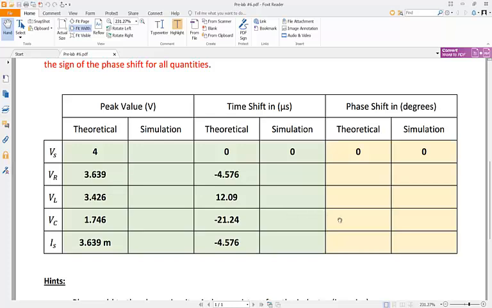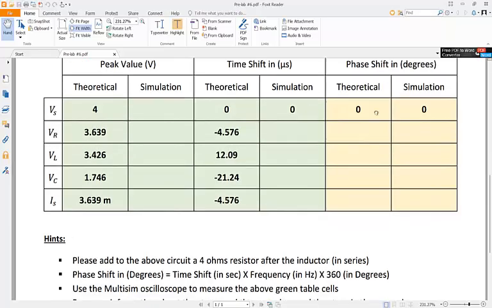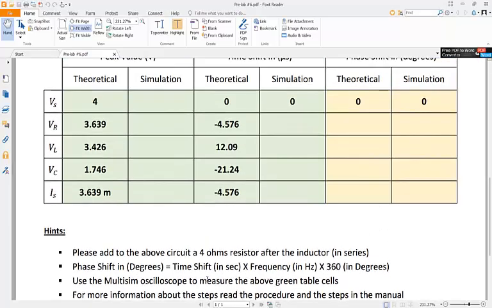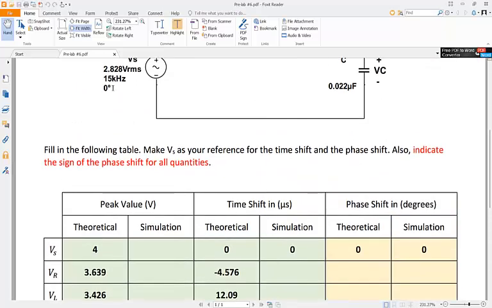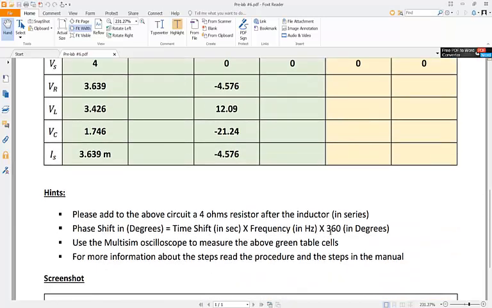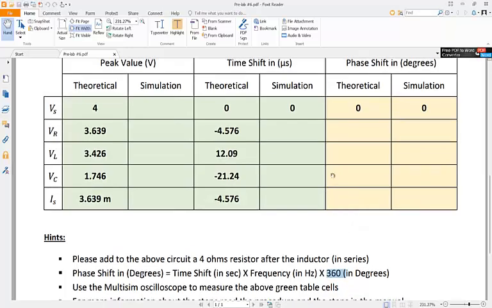After that, you have to calculate the phase shift in degrees. How to calculate phase shift? There is a formula. You are going to multiply the time shift that we got right now by the frequency, which is 15 kilohertz, and then multiply by 360 degrees. This will give you the phase shift. Do this for the theoretical value and for the simulation value, and put here the phase shift in degrees.